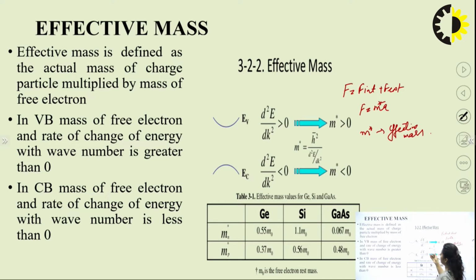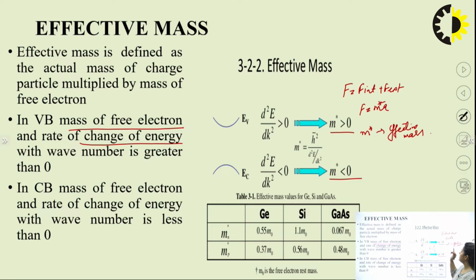There are two equations for effective mass, one in the valence band and one in the conduction band, in terms of the wave number. In the valence band, the rate of change of energy with wave number, d square E upon d k square, is greater than 0, and here the effective mass is greater than 0. In the case of the conduction band, d square E upon d k square is less than 0, and the effective mass is less than 0.